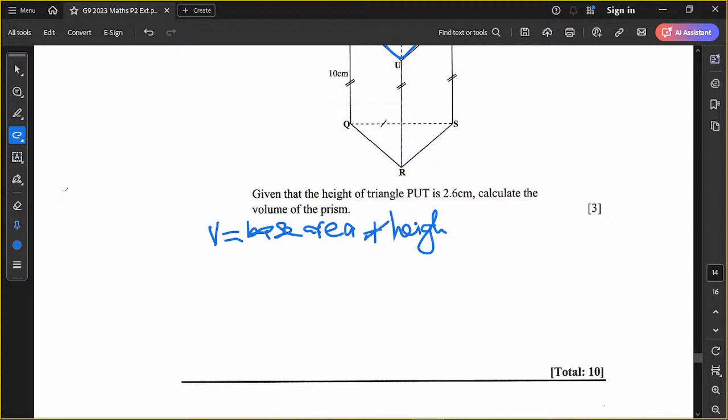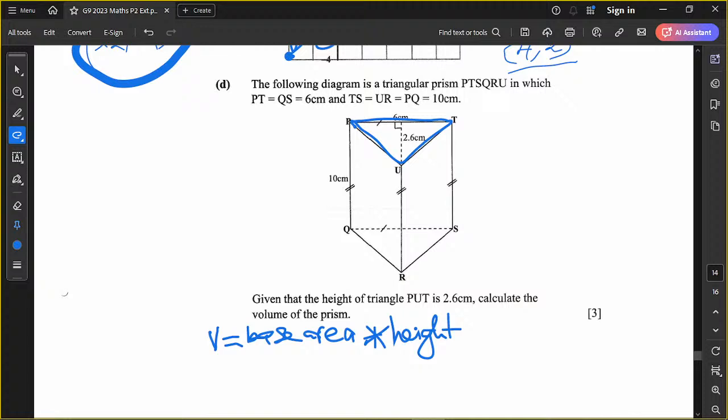Sorry, not plus, times height. Sorry, I wrote plus, it's times height. Okay, times height. So let me put height there. So we calculate the base. That means we're going to use this triangle. So the formula for a triangle we know is 1 over 2 times the base, which is 6 centimeter. Okay, so that I make sure that that is 6 centimeter.